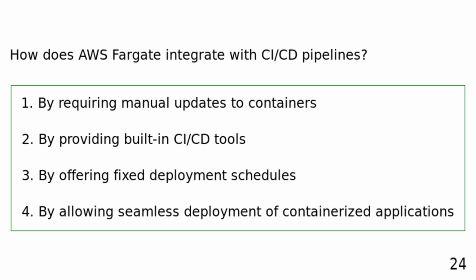How does AWS Fargate integrate with CI/CD pipelines? By requiring manual updates to containers. By providing built-in CI/CD tools. By offering fixed deployment schedules. By allowing seamless deployment of containerized applications.